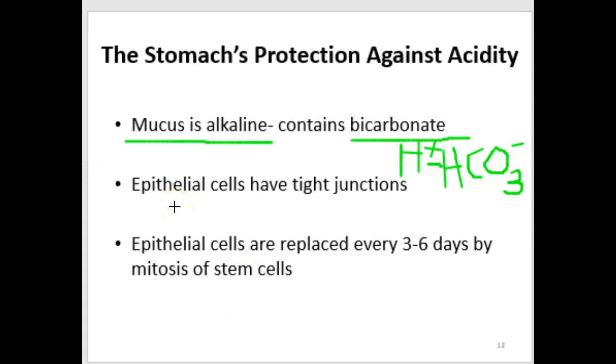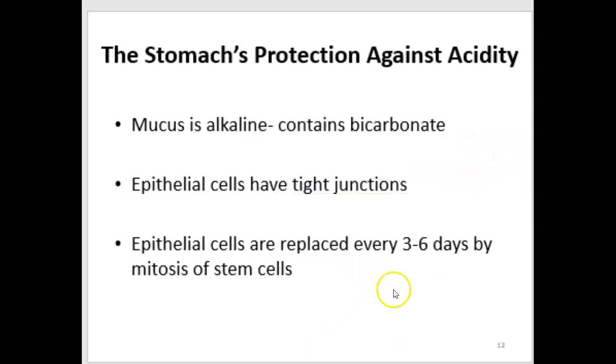But in addition, the stomach is protected by the fact that epithelial cells are connected by tight junctions. So the hydrochloric acid won't slip in between cells and get out of the stomach, or start digesting the muscular layer and then the serosal layer. So those tight junctions are really important. There's also a lot of mitosis that happens in the stomach. Those epithelial cells are replaced every 3 to 6 days. So there's stem cells in the lining of the stomach, just to ensure that they stay nice and healthy and form those tight junctions.